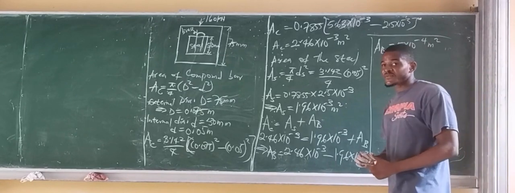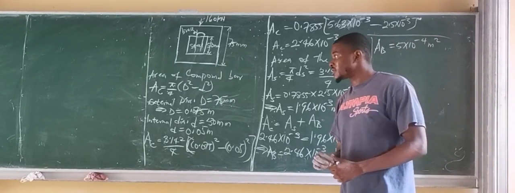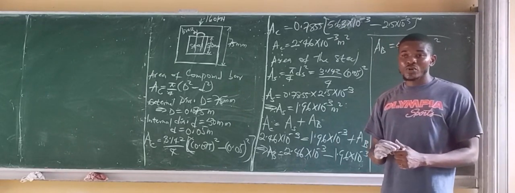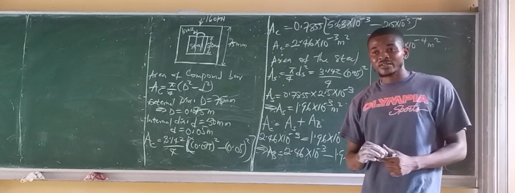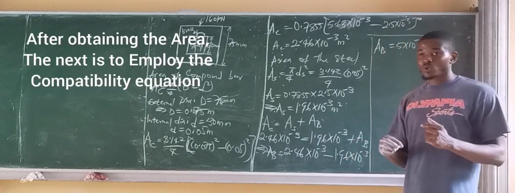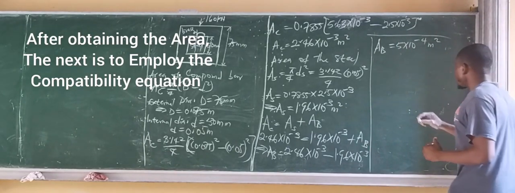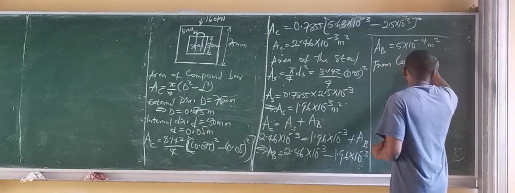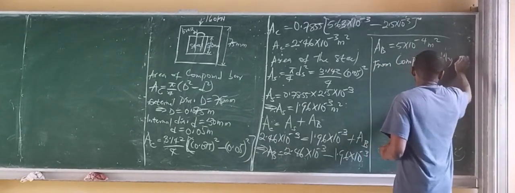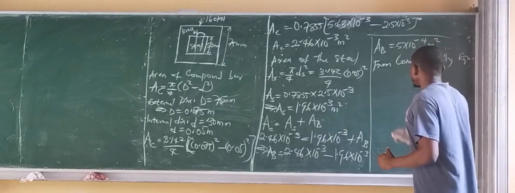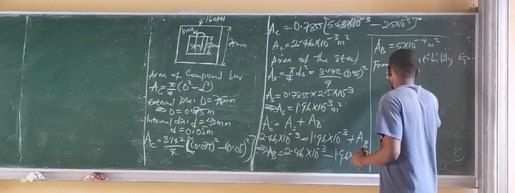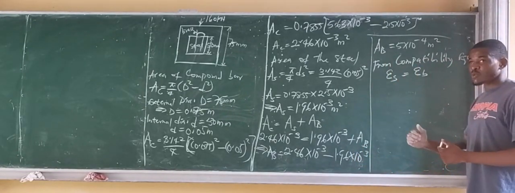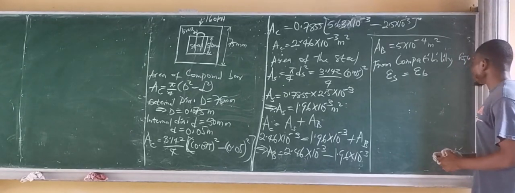Now, if you have not watched the first video on the introduction to stress in compound bars, please do go and watch it, because I took my time to explain the basic equations we need to analyze stress in compound bars. The very first equation we need is what is called the compatibility equation. From the compatibility equation, we simply said that the strain of the steel rod must be equal to the strain of the brass rod. The strain of one material must be equal to the strain of the other material for compatibility to be achieved.